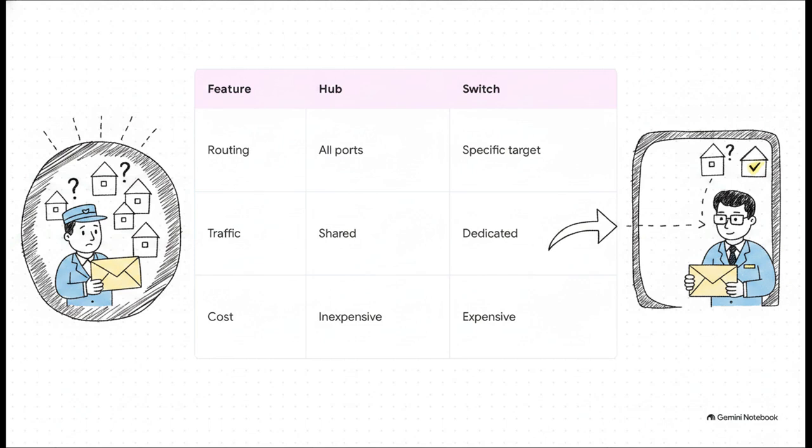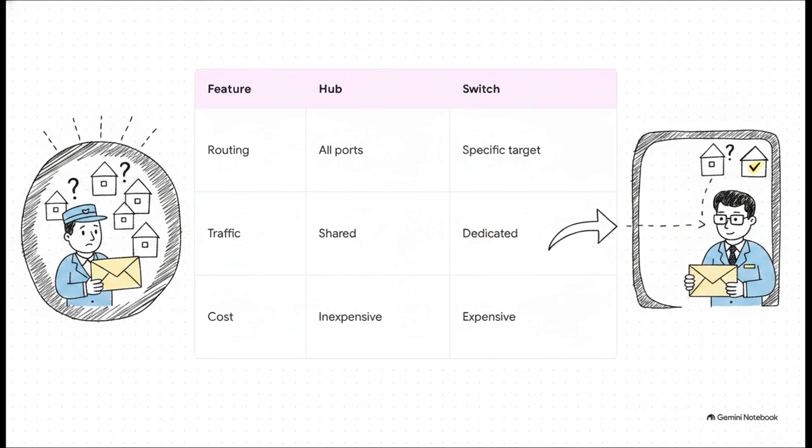Think of a hub as a dumb postman. If a hub receives a data packet, it has no idea who it's actually for, so it just knocks on every single door, broadcasting the message to all the connected devices. As you can imagine, this shares the single bandwidth and causes a ton of unnecessary traffic jams.